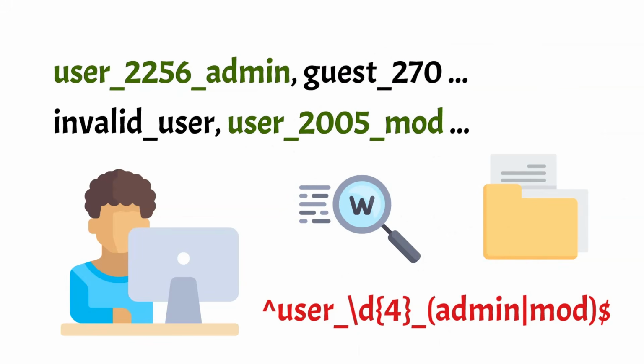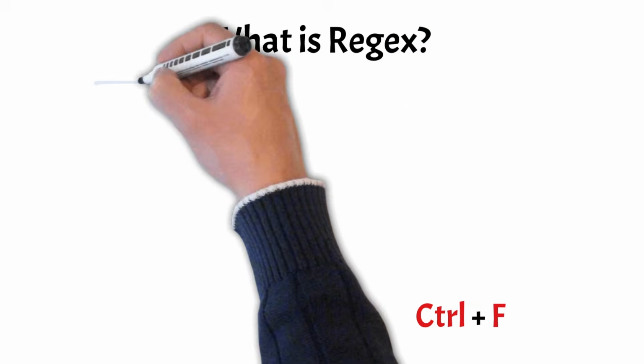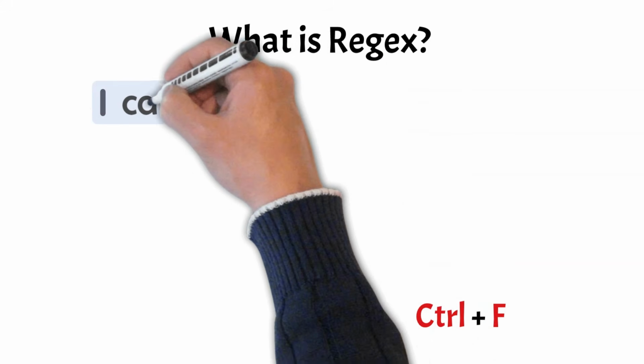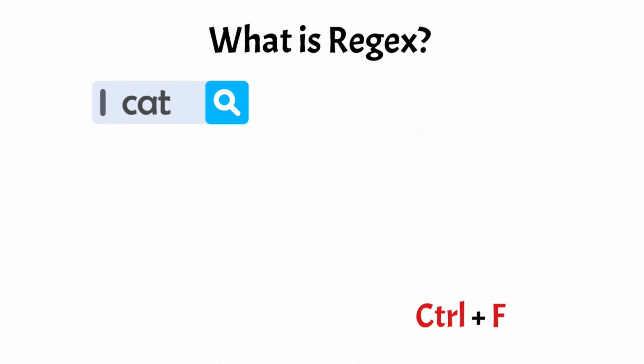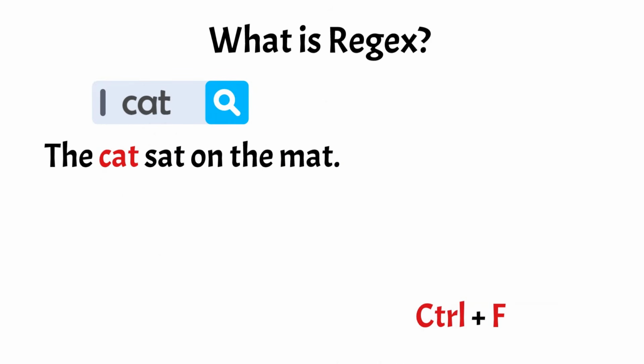So let's decode it. Most of us are already familiar with the classic Ctrl+F search shortcut. When you type the word cat into a search bar, the computer looks for those exact 3 letters in that exact order, instantly finding it in a sentence like, "The cat sat on the mat." That's a literal search.